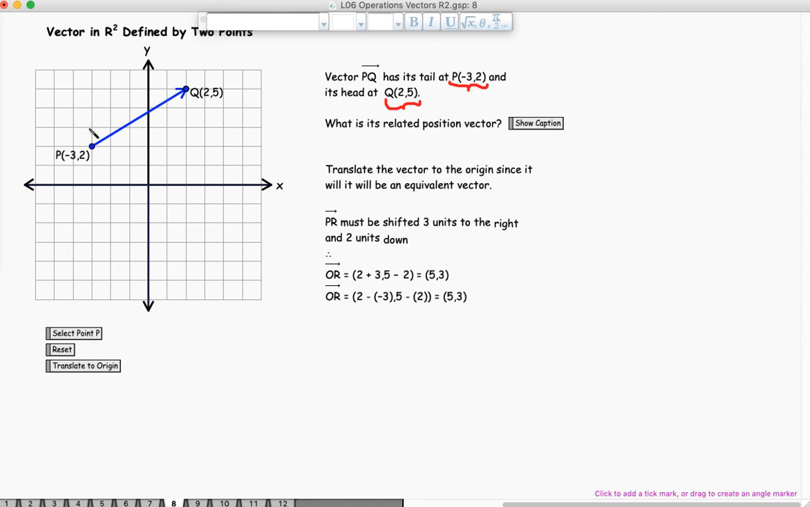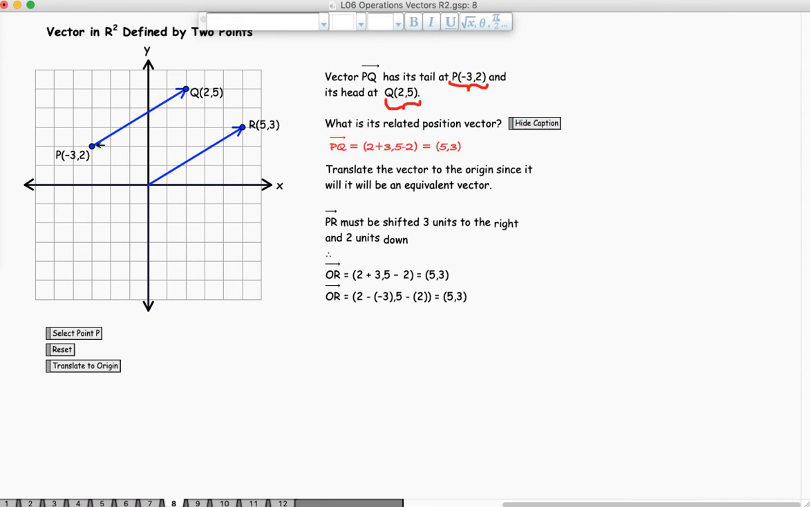The problem is this vector isn't in standard form, so I can't give it a name. If I want to give it a name, I'm going to have to translate it to the origin. So let's do that. Translate it to the origin, and it's going to look like that. When we translate to the origin, I'm going to have to shift it to the right by 3, so that got shifted to the right by 3. I'm going to have to pull that down 2, so that will also get pulled down 2. So the position vector now is going to be 2 plus 3, 5 minus 2.